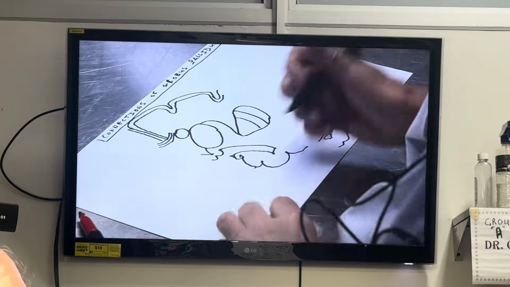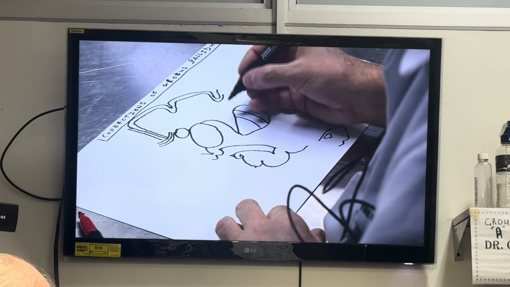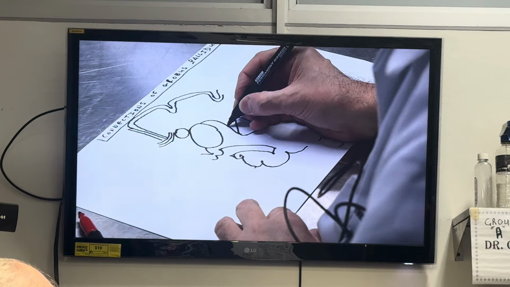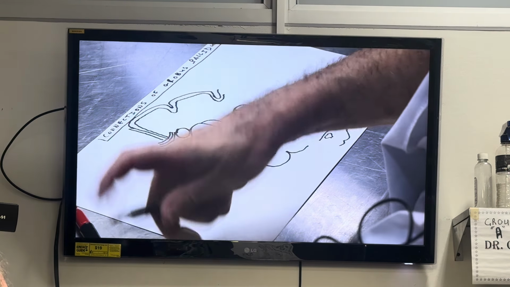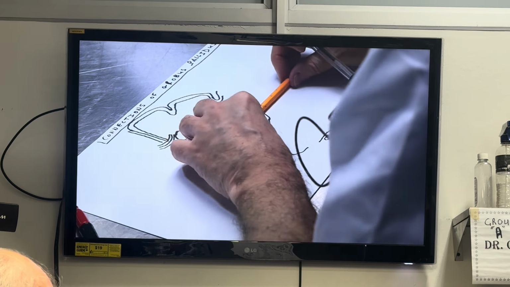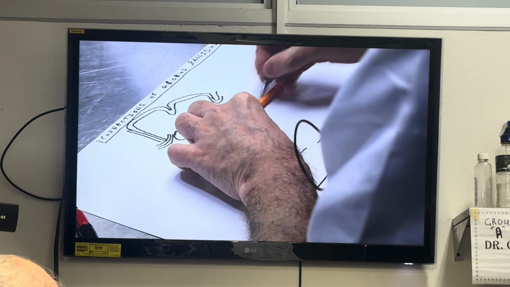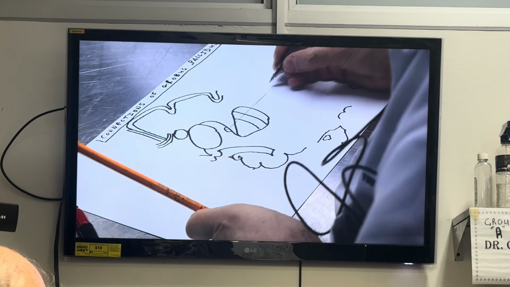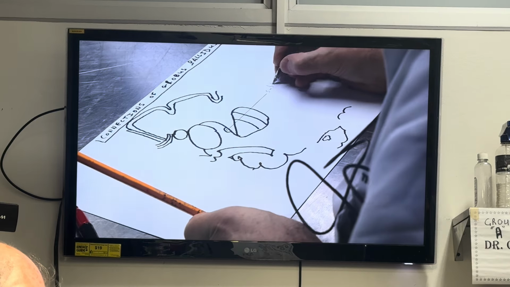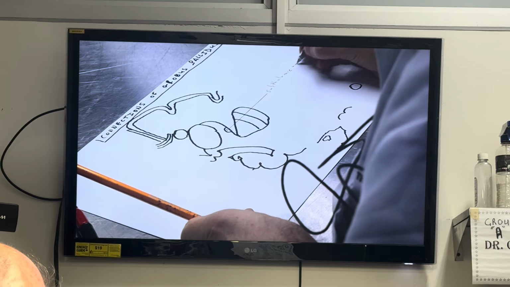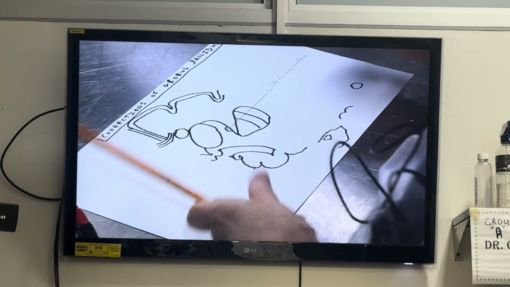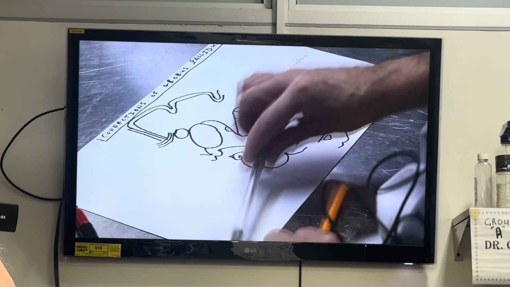Okay, so you have some small structure at the bottom. So here, what is that? Here, subthalamic nucleus. So you have a subthalamic nucleus, okay?